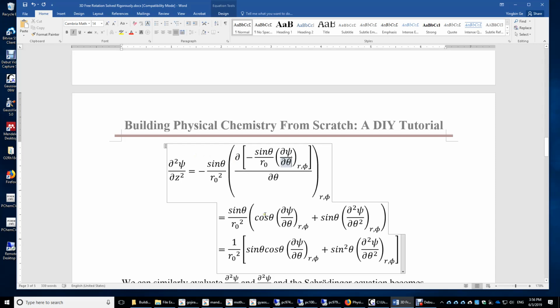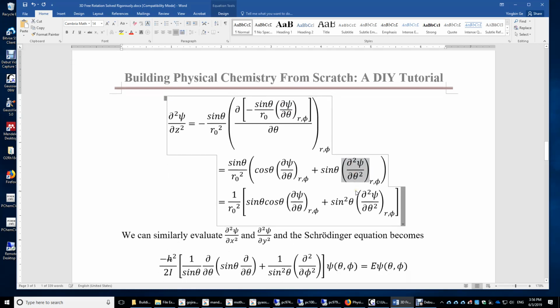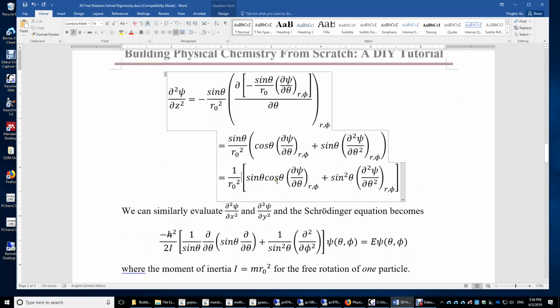The two negative signs cancel, so we don't have a negative sign here. R naught is a constant, so we took it out. And then inside, we just evaluate the first derivative of sine theta times the first derivative of psi. We use the product rule. The first derivative of sine theta is cosine theta. So we got this here. And then we copy sine theta here, and then we take the first derivative of the first derivative. We get the second derivative. And we then clean it up. We have 1 over r naught squared times everything inside the square brackets. That's the second derivative of psi with respect to z.